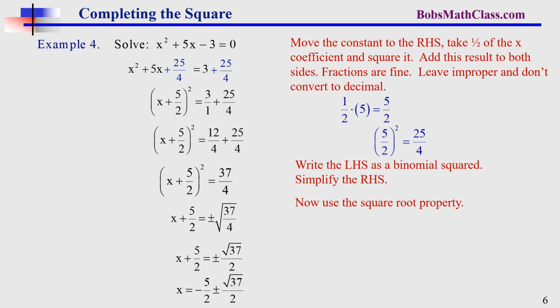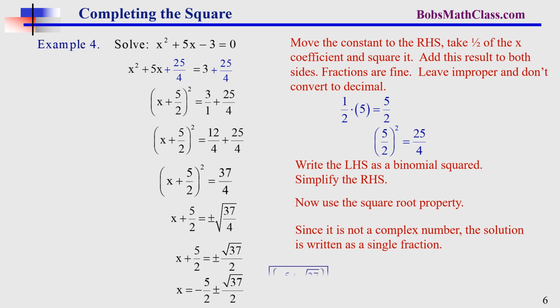Now, since those denominators are the same, we don't have to get a common denominator. We can just combine it to one fraction. It's not a complex number, so leave it as a single fraction. If it were a complex fraction or a complex number, then we will leave it separated. Right? If we have the i, then we have to keep them separated. Okay, so write it as a single fraction. That's negative 5 plus and minus the square root of 37 over 2.